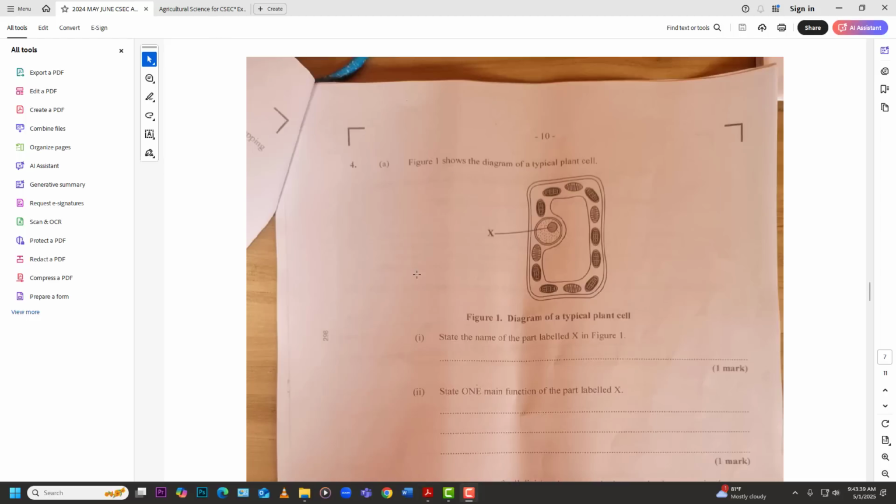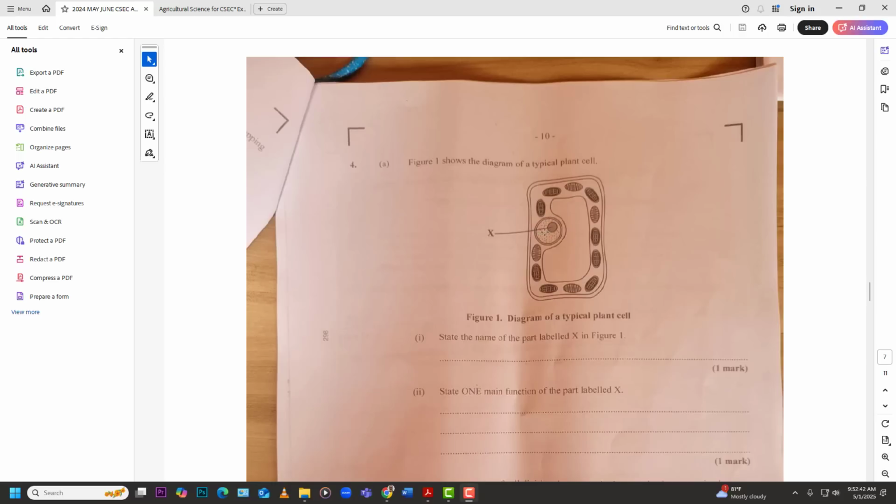Question 4, right? The figure in the diagram shows a typical plant cell. State the name of the part labeled X in figure 1. State one main function of the part labeled X, right? So let's just jump into the plant cell. The arrow is pointing specifically to this part. So this whole thing is the nucleus, right?